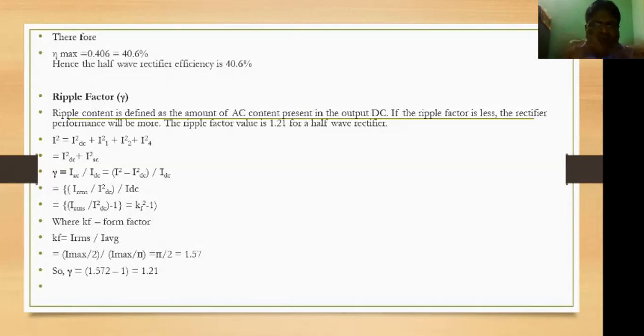Okay, so how do we get that 1.21? Let us see now. I squared equals I squared DC plus I1 squared plus I2 squared plus I4 squared, and that is equal to I squared DC plus I squared AC.